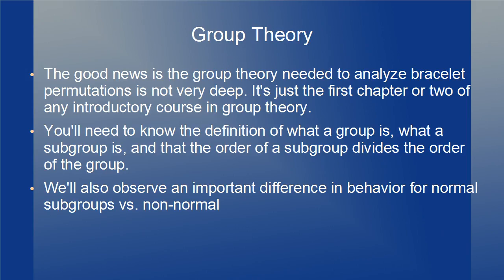The good news is that the group theory needed to analyze this problem is very basic, maybe the first chapter or two in an introductory textbook. It's important to know what a subgroup is and that the order of the subgroup evenly divides the order of the group. If you know what a normal subgroup is, you'll see that it acts upon bracelets in a slightly different way than non-normal subgroups.